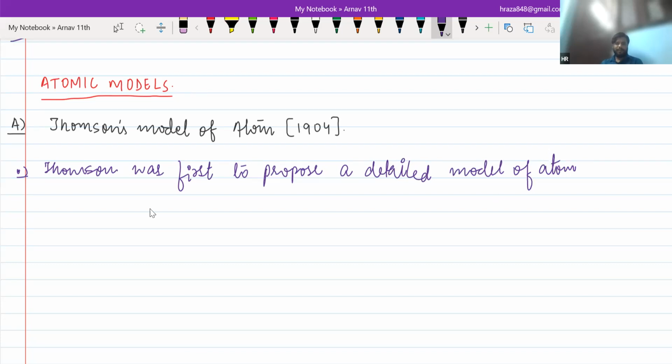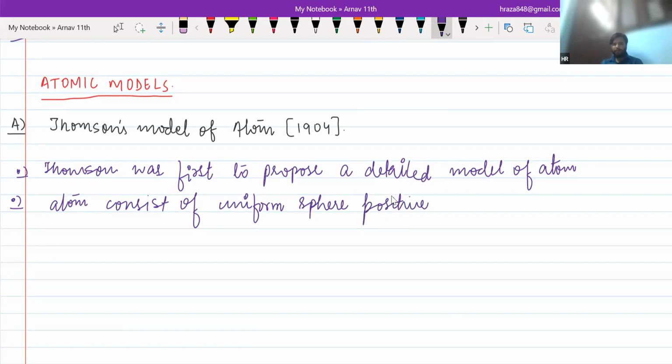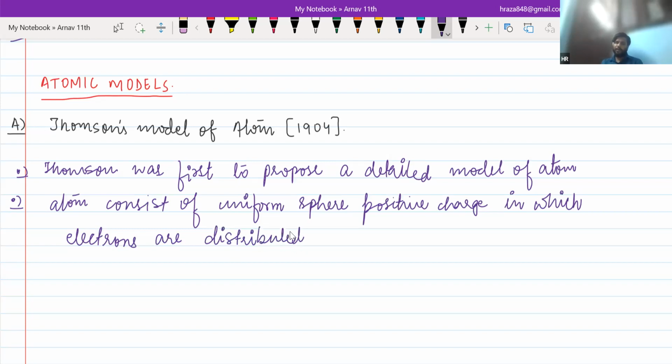What he says is that the atom consists of a uniform sphere with positive charge, in which electrons are distributed uniformly.